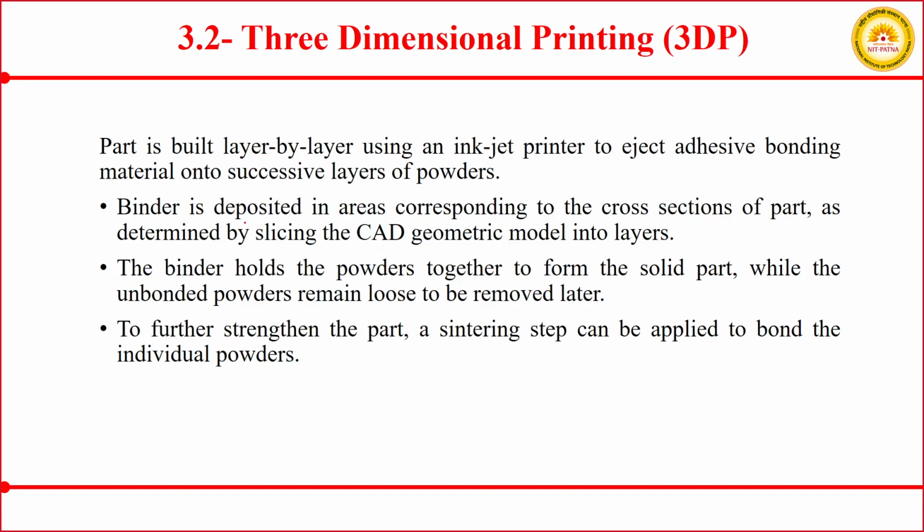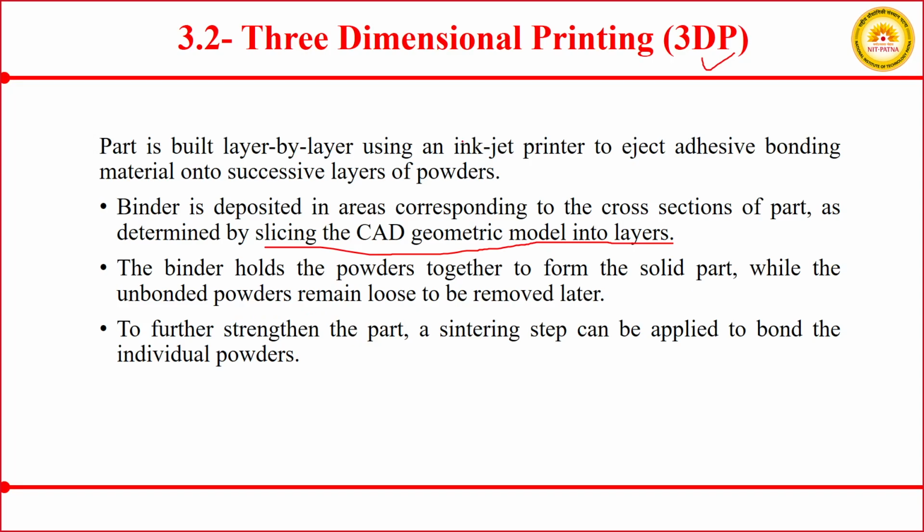Then we have the last process to discuss, that is three-dimensional printing. In three-dimensional printing, also known as 3DP, the part is built layer by layer using an inkjet printer to eject adhesive bonding material onto successive layers of powder. The binder is deposited in areas corresponding to the cross section of the part as determined by slicing the CAD geometry model into layers. The binder holds the powder together to form the solid part, while the unbonded powder remains loose to be removed later.